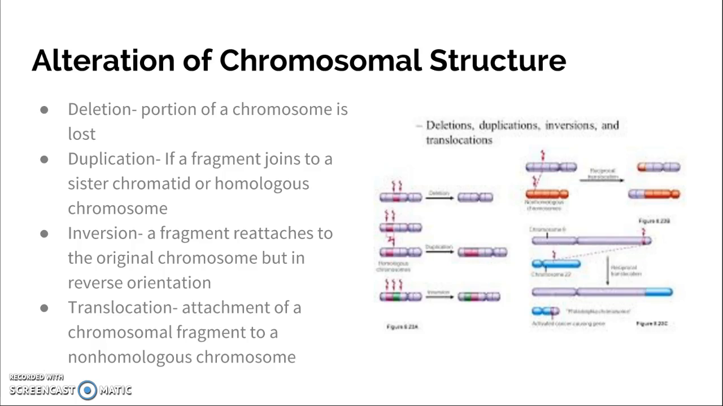A duplication is when a fragment joins to a sister chromatid or a homologous chromosome. An inversion is when a fragment reattaches to the original chromosome but in reverse orientation. And translocation is the attachment of a chromosome fragment to a non-homologous chromosome.